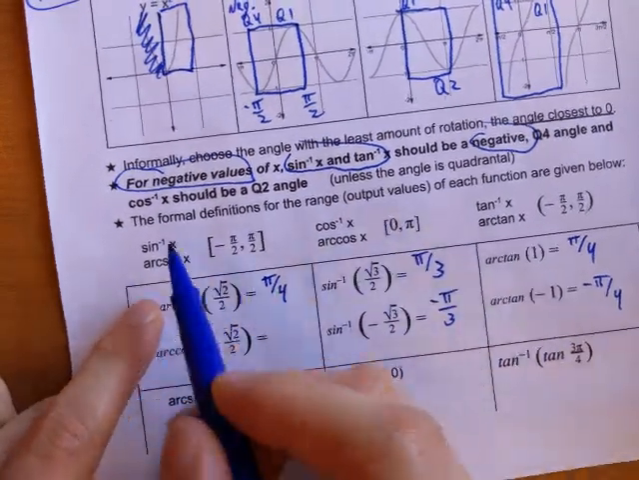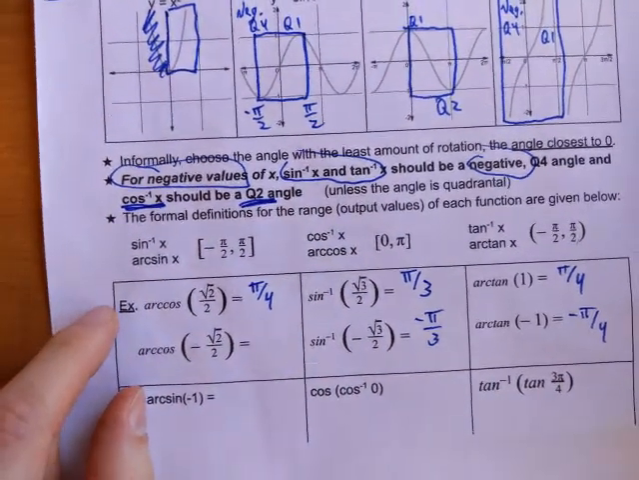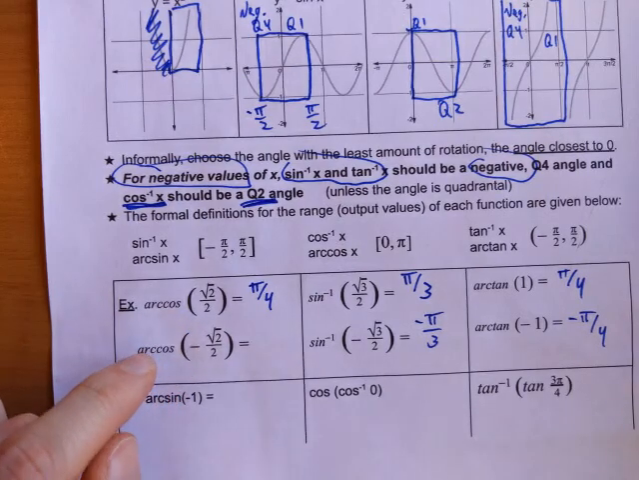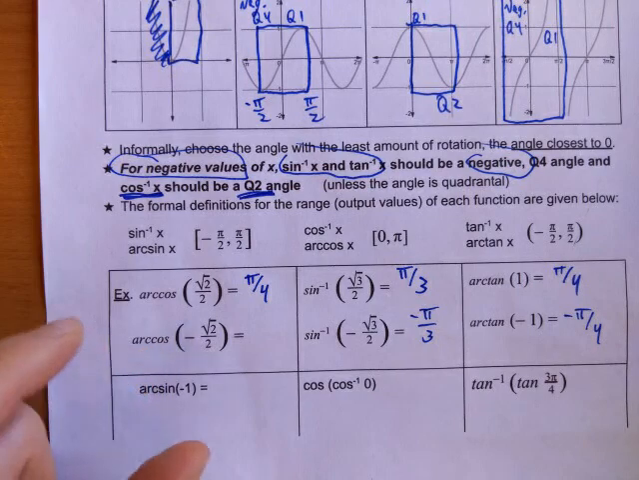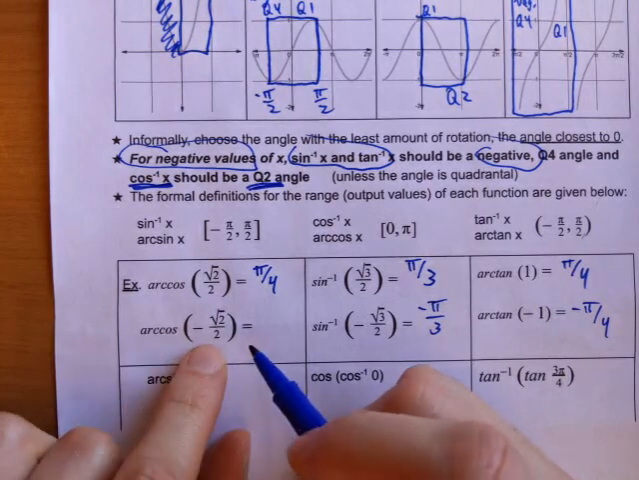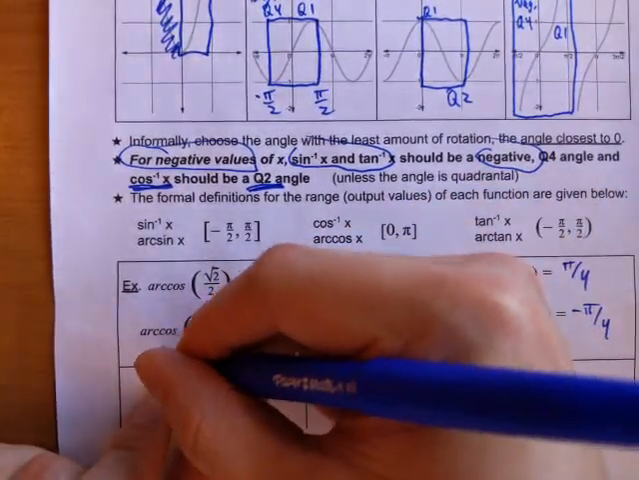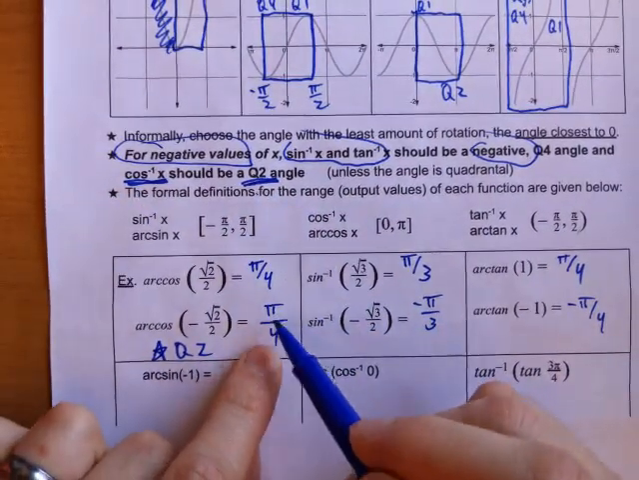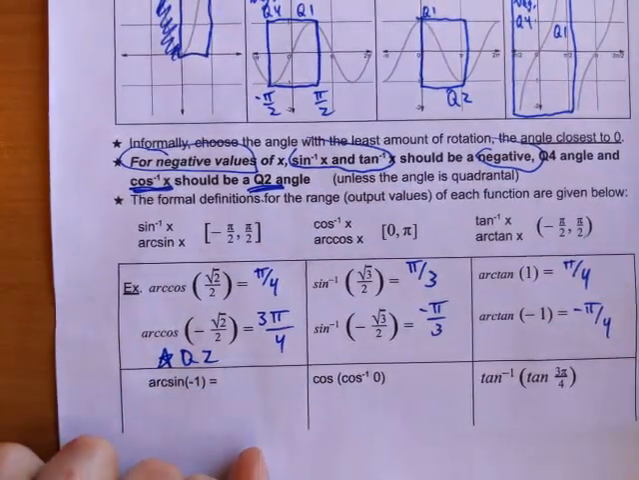What we do for inverse cosine is we look in quadrant 2. And that'll be the angle that's closest to 0, the smallest angle that has that negative cosine. Again, if you're trying to decide an angle for an inverse function, just choose the one that's closest to 0. That'll usually get you there. Again, I'm looking for a pi over 4 reference angle. And so if I want this to be in quadrant 2, that's the rule for cosine. Pi over 4 reference angle in quadrant 2, that's going to be 3 pi over 4.